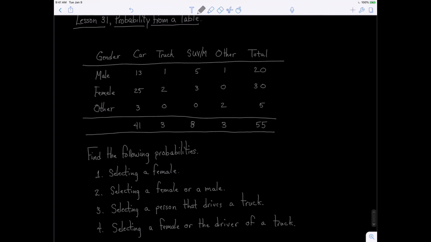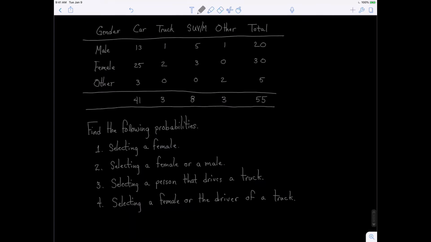So I have these written down here, and let's take a look. The first one says, find the following probabilities. 1. And you could always put the word "randomly" in front of all these: randomly selecting a female. All right, so let's begin.